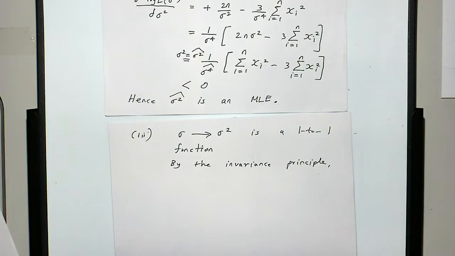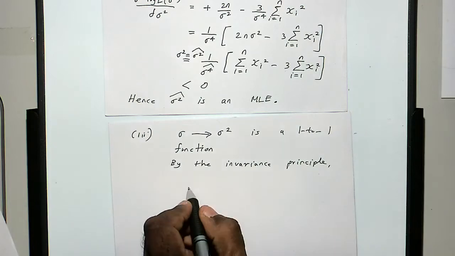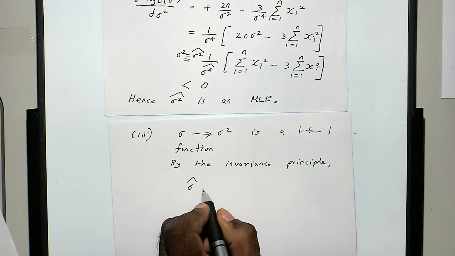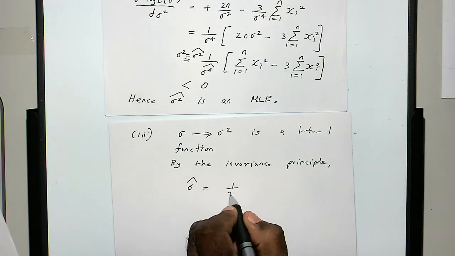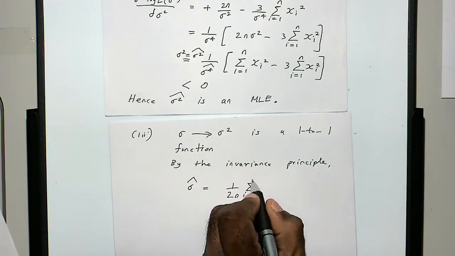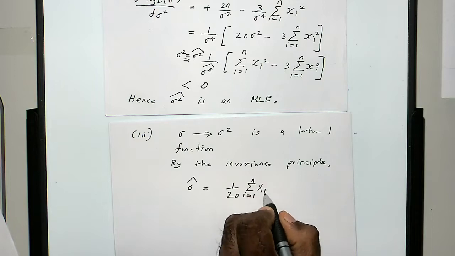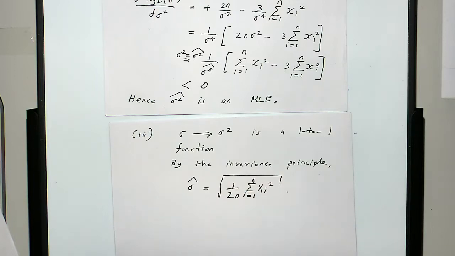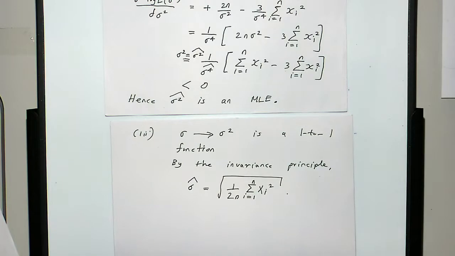So by the invariance principle, the MLE for sigma is going to be the square root of the MLE for sigma squared. Is that clear to you? So I'm using this invariance property. Okay, now that's part 3.